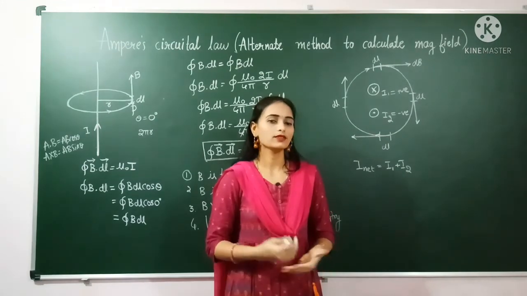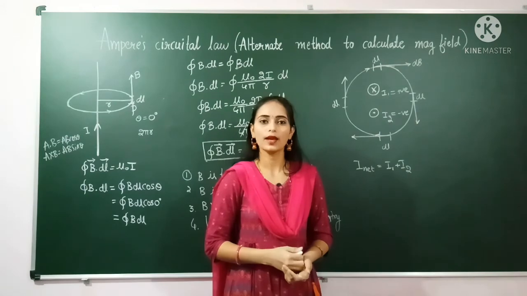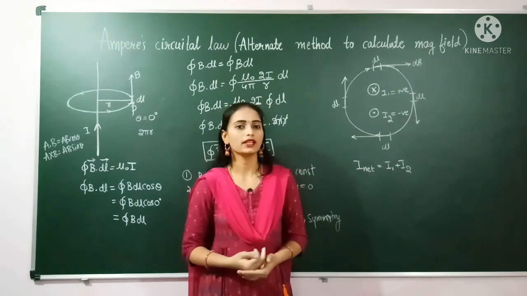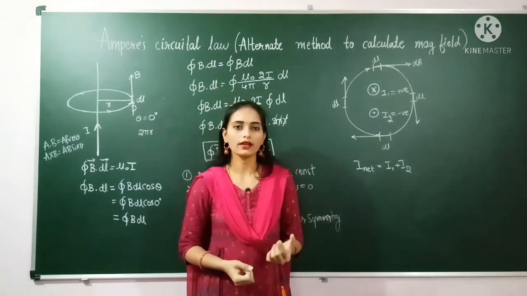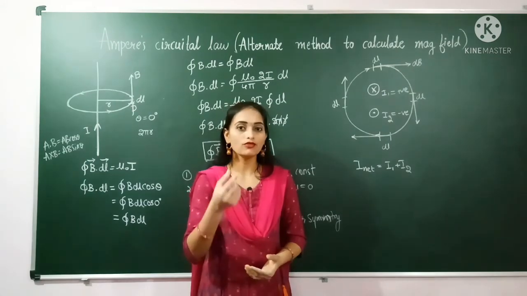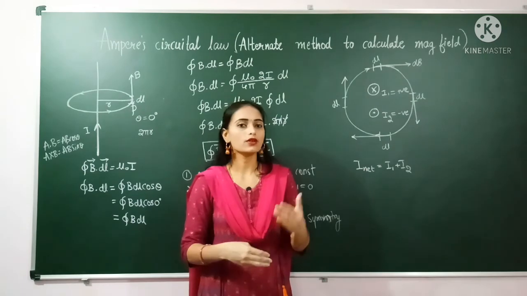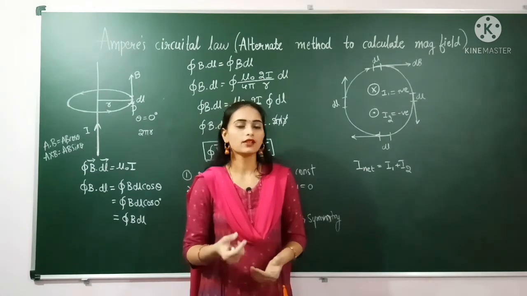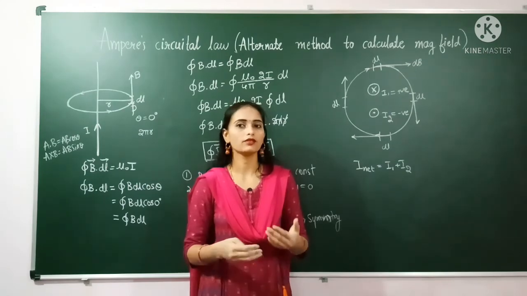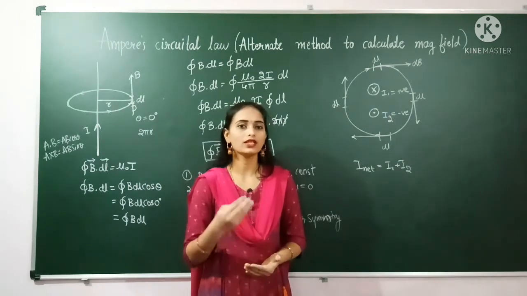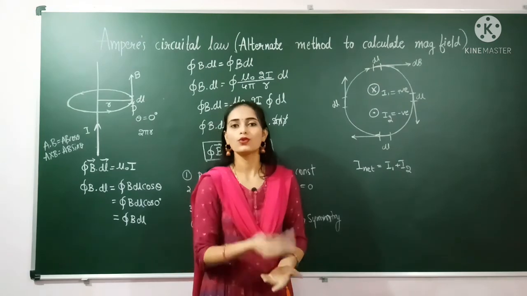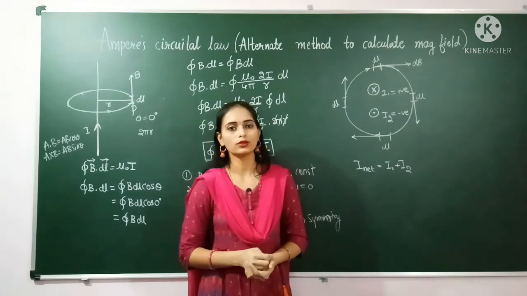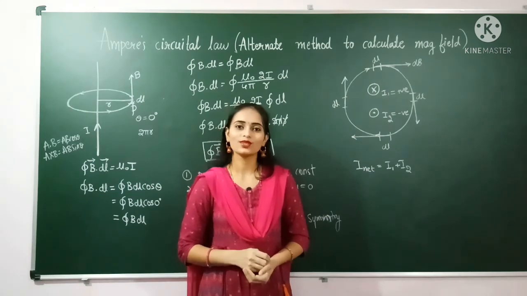In the next class we will discuss the applications of Ampere's circuital law. Using this law we will calculate the magnetic field for a wire of infinite length, and how much magnetic field is formed because of it. The second case is the cylinder, where we will calculate the magnetic field on the cylinder, inside the cylinder and outside the cylinder, and how the magnetic field strength varies. We will do all that calculation. So stay tuned.